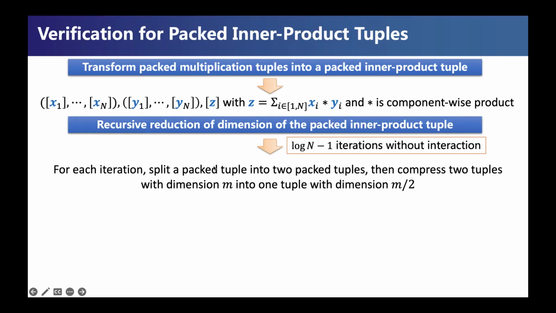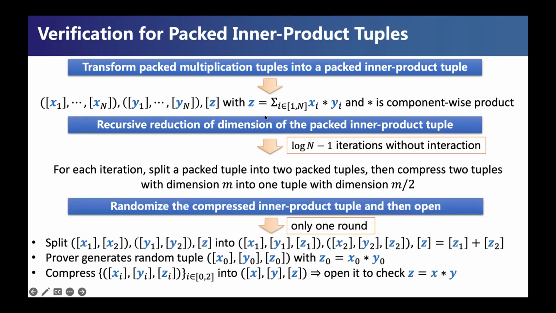Particularly, for each iteration, split a packed tuple into 2 packed tuples, then compress 2 tuples with dimension m into 1 tuple with dimension m over 2. Finally, the verifiers randomize the compressed inner product tuple with dimension 2. This randomization is done using a random tuple generated by the prover. The parties compress the split tuples along with the random tuple into 1 packed tuple. Then they open the resulting tuple to check z equals x star y.